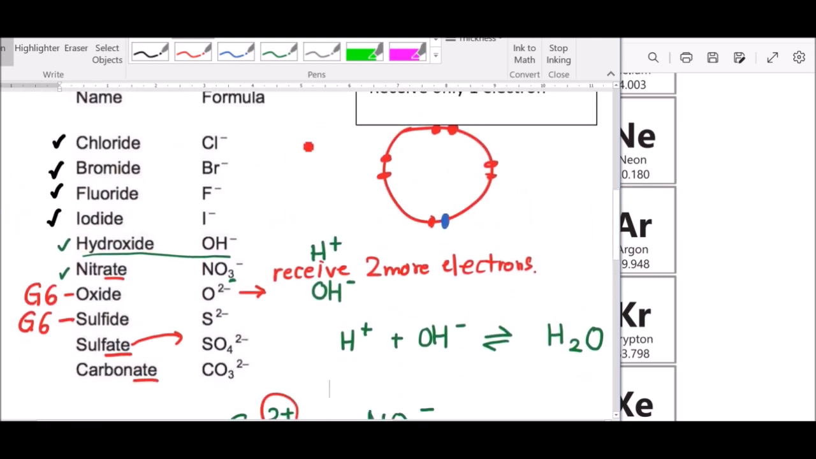So to recap it again very quickly, chloride ion, bromide ion, fluoride ion, iodide ion, group 7. They belong to group 7. So they have the charge of -1. They want to receive one more electron in order for them to be stable. For oxide ion, sulfide ion, O and S, oxygen, sulfur, they belong to group 6, so 2 negative. For the rest of the other anions, complex ions, yes, you can just remember it first.